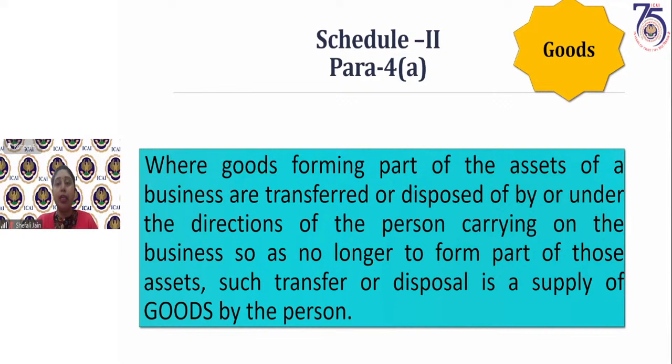So that asset was part of the business and it has been transferred by the owner so that it does not form part of those assets. That means it has been permanently transferred by the owner. So that transfer or disposal is actually a supply of goods. It has been classified as supply of goods. But in this case, we are covering transactions with consideration as well as without consideration. Only the classification is provided to you.